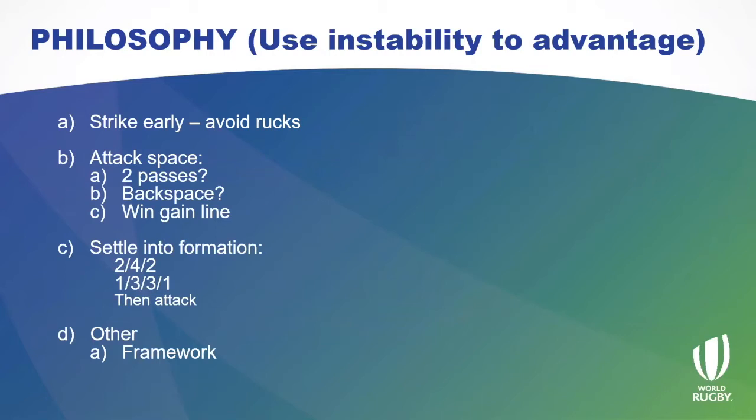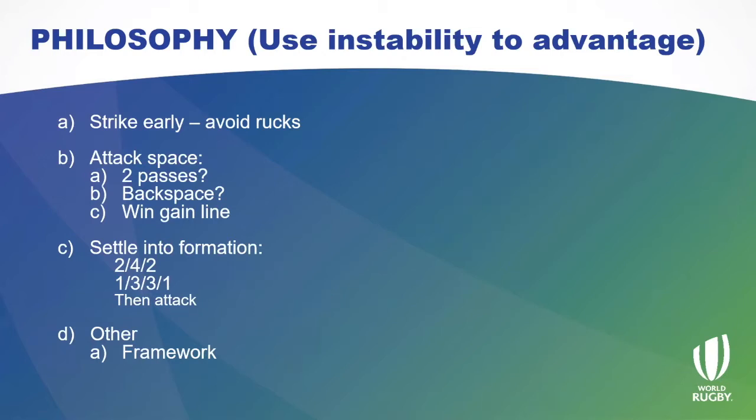One of the important things about unstructured attack, guys, is to have a philosophy. Your philosophy must suit your team. I've just listed some of them there. Some teams look to strike early and avoid rucks. If you watch Japan in the last World Cup, probably a really good example of that, whenever they got any turnover ball, they really tried to move the ball quickly to space and then avoid rucks. We've seen teams have two pass philosophies. We've seen teams who look for the back space first. We've seen teams like England who look to win the gain line first and then attack. Or some teams like to settle back into their formation and then attack.